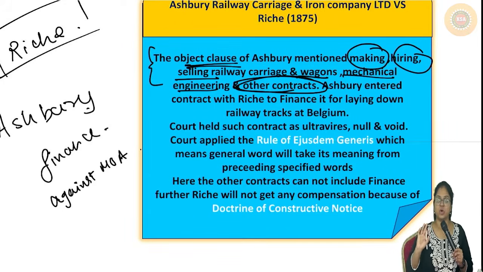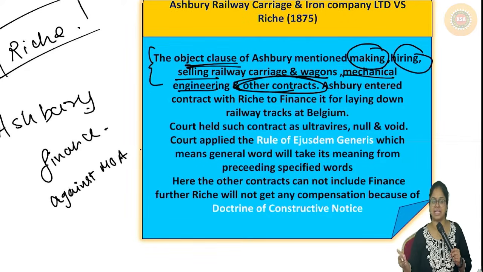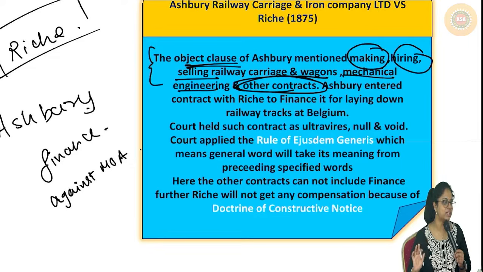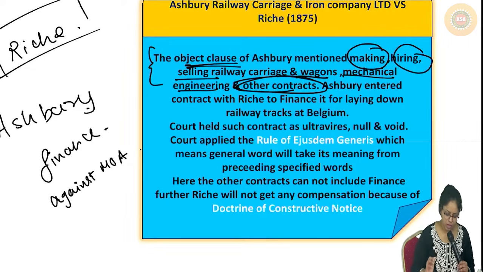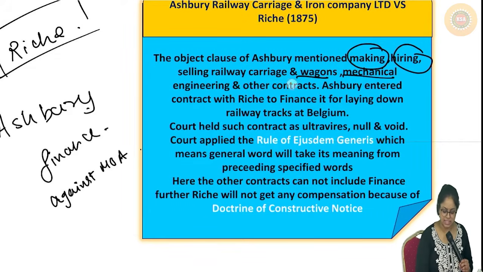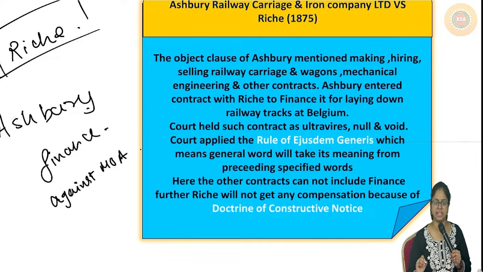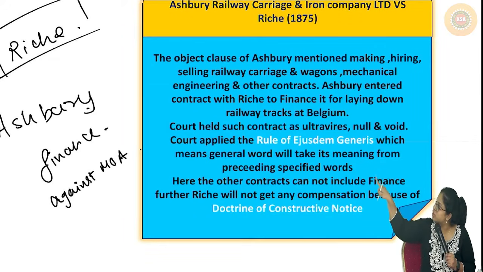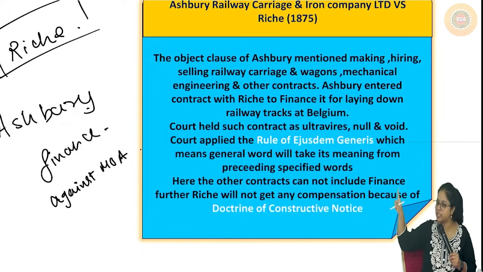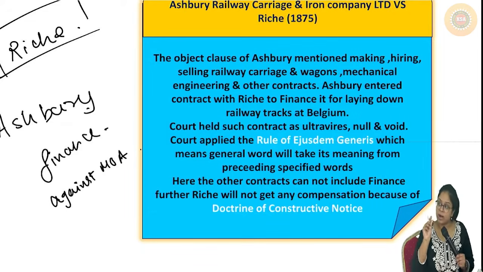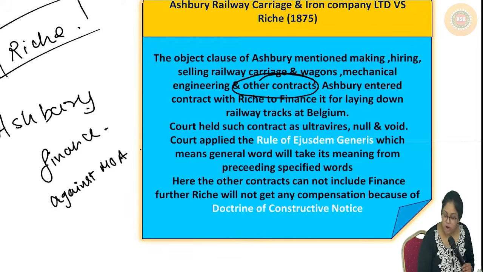But when he went to the court, the court said, okay, let's first open the MOA and read what it exactly says. Then we can decide whether what he did was correct or not. So the court opened and read the MOA and said, yeah, it doesn't look like it is written anywhere that they can directly do financing activity. Ashbury is saying is correct. Then Riche gave his point to the judge: it's correct, making, hiring, these are what is written. But if you notice, lastly there's one more line that says other contracts.